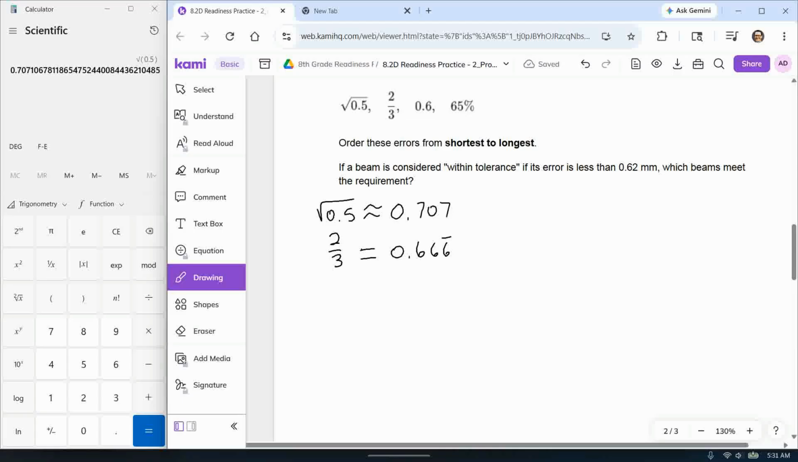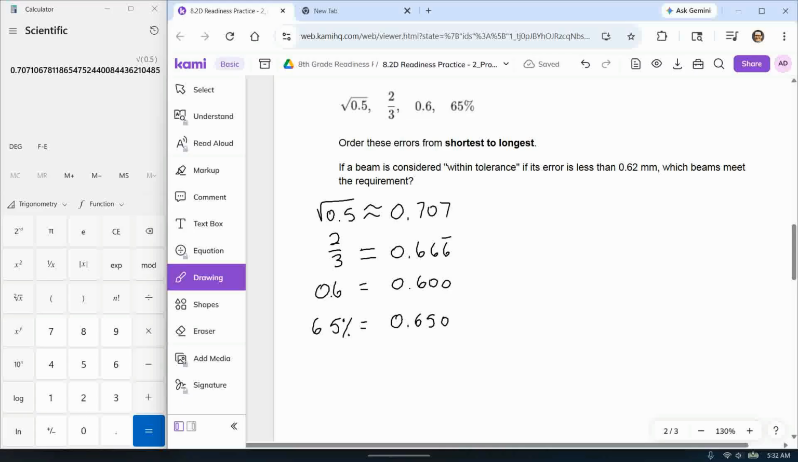So it's that last 6, it's just 6 forever repeating. 0.6 is literally just 0.6. Let's put 2 zeros there. 65%. Now, percent means per 100. So 65% means 65 per 100, or 65 hundredths. So you can just go ahead and put 0.65 and add that 0.